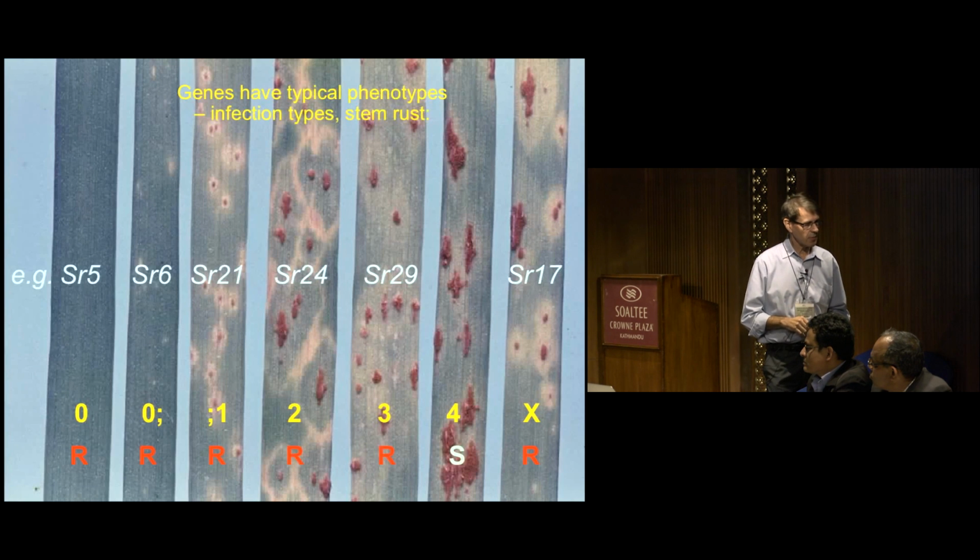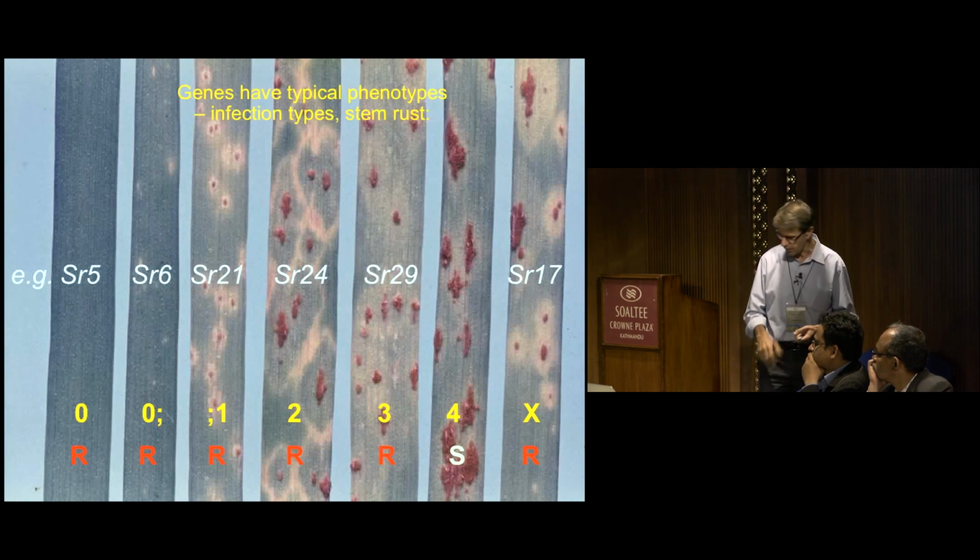If you work with these genes for a long time, you get to know them pretty well, and you get to know the typical low infection types, and that then helps interpret what you're seeing when you're looking at rust on different wheat varieties or different genotypes or differentials.